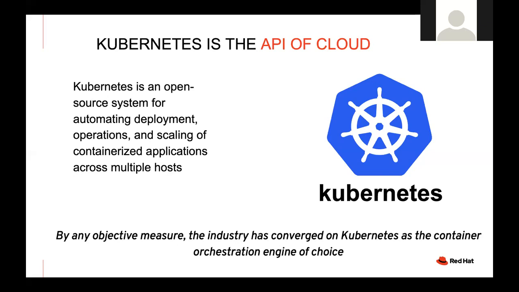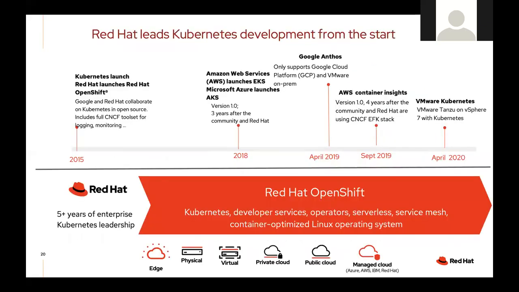And Kubernetes by itself is not enough to give you the enterprise experience you look for. But since we are discussing Kubernetes, the whole industry has converged on Kubernetes as the container orchestration engine of choice across private vendors and public providers. So based on that, this is where Red Hat comes into play with over 5 years of enterprise Kubernetes leadership.